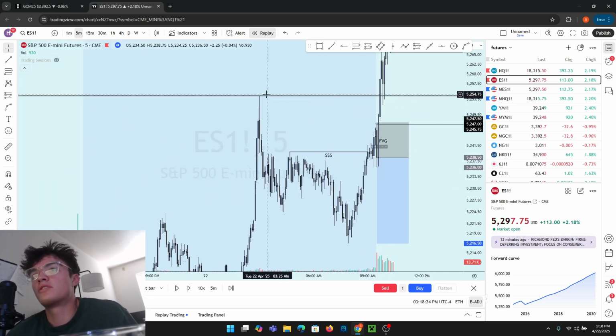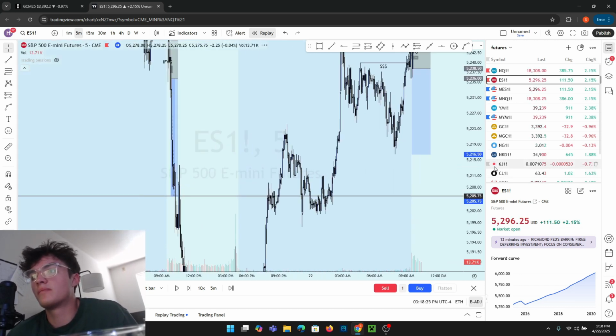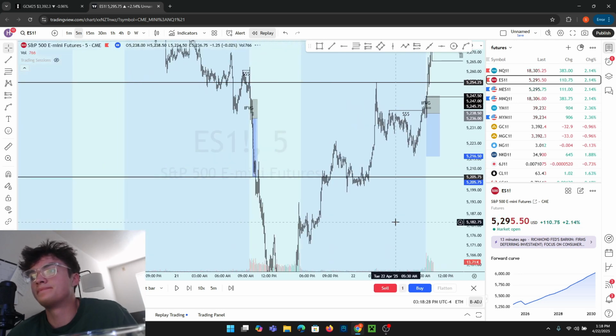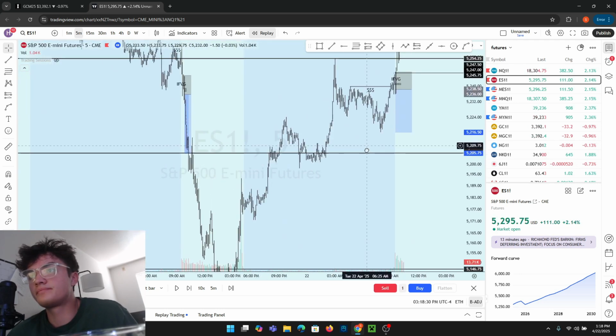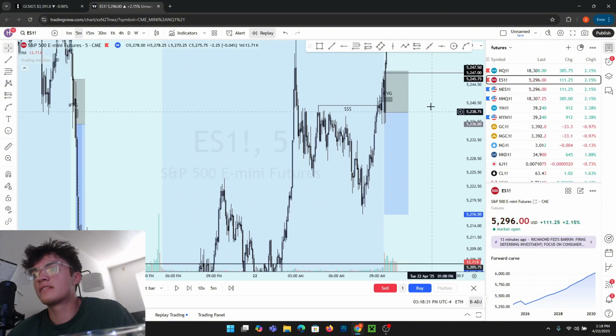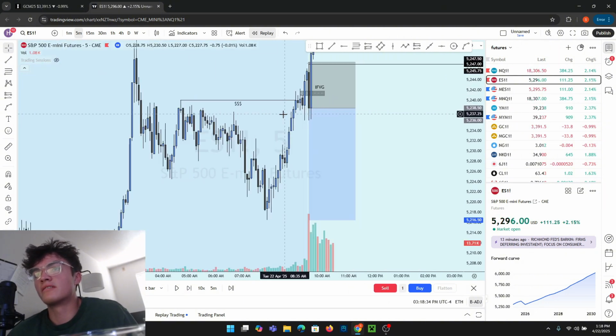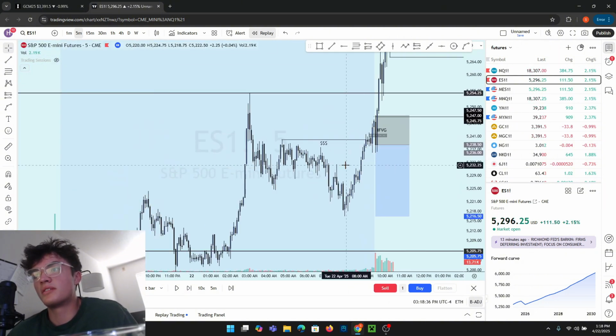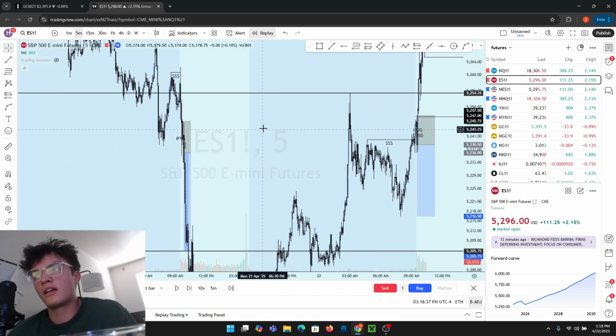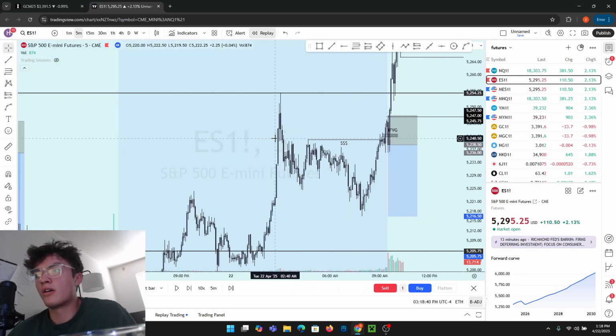which is okay. I probably should have played this draw on liquidity up here, or should have also just looked at the overall trend overnight. But I did like this setup. I did like the seller setup. So I'm not disappointed by that. Yeah, I'd probably take that trade again tomorrow, to be honest.